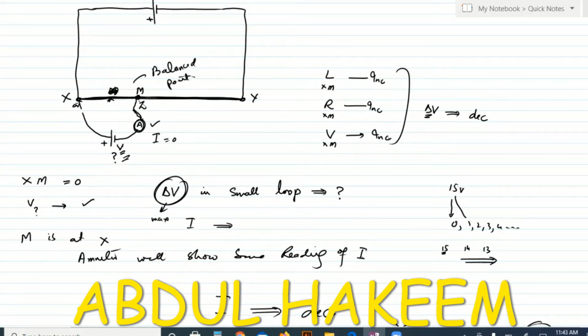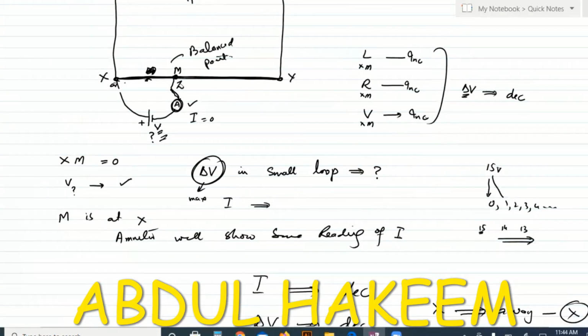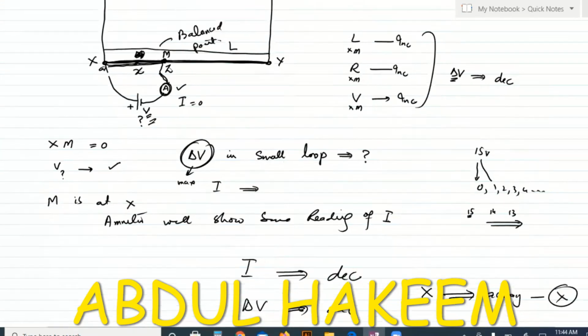This balance point is the point which gives us equal potential on both sides for the small loop. So the potential difference is 0, current 0. And after finding the balanced point, we will measure the length between X and Z. Suppose it is equal to small x. And then we will measure the total length between X and Y. Suppose this is the capital L.